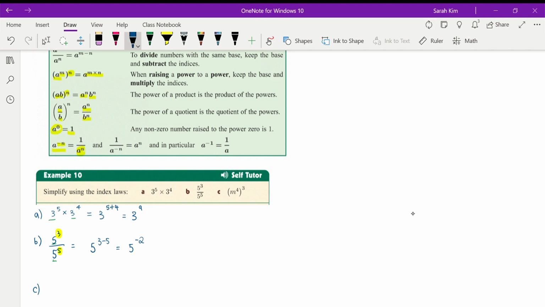C, your answer is going to be m to the power of 4 times 3. When there's a bracket, you multiply, which is going to lead into m to the power of 12.